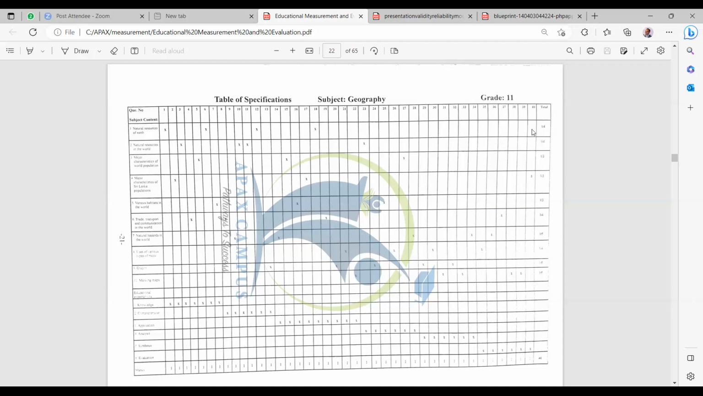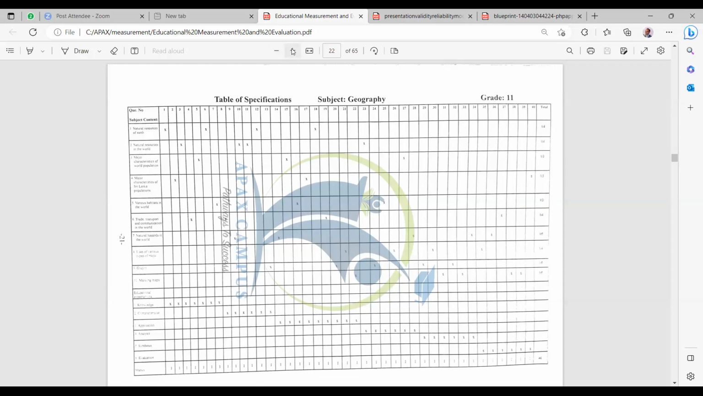You can see the question numbers here and the total number of questions from this particular unit. So you can see 4 questions here, and 3 questions for number 3. So almost 3 and 4 questions are going to each unit, and for some units there are no questions at all.